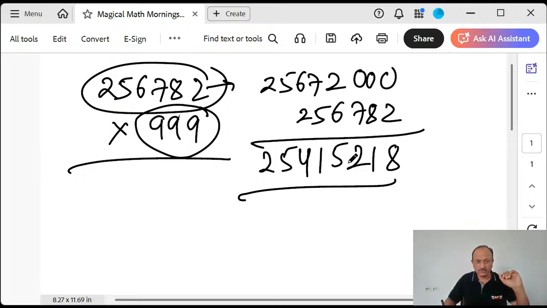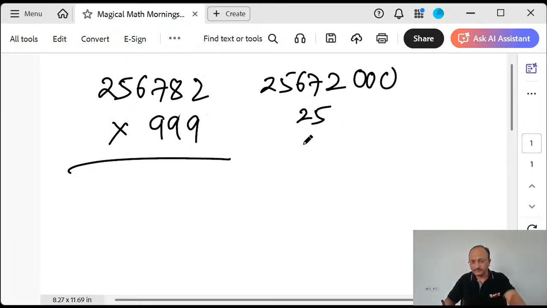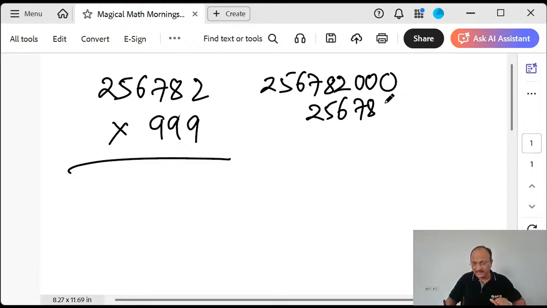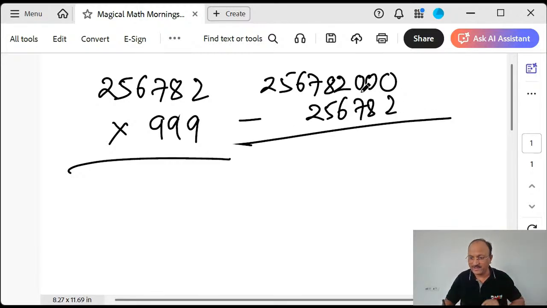25672. Oh, 782. I think I made a small mistake here while writing, but I think you understood the concept, correct? 8 has to be written here, just one small mistake. Okay, let's take it up. If it is 782000, and what we have to do, 256782. Yes, you're right to point it out. That means you're applying your brain and working here. Thank you. Here 8 1 2.